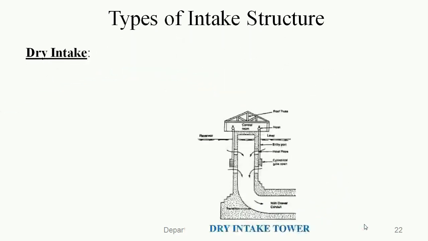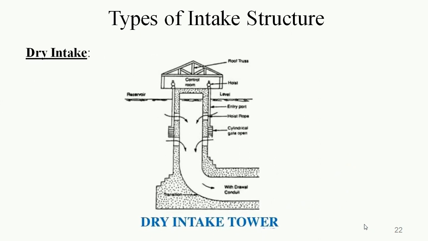The following figure shows the working mechanism of a dry intake tower. Water directly flows into the withdrawal conduit through the entry ports. This tower is known as a dry intake tower as there is no chamber available inside the tower to hold water before entering into the withdrawal conduit, which was available in the case of the wet intake tower. This is the major difference between dry and wet intake tower.